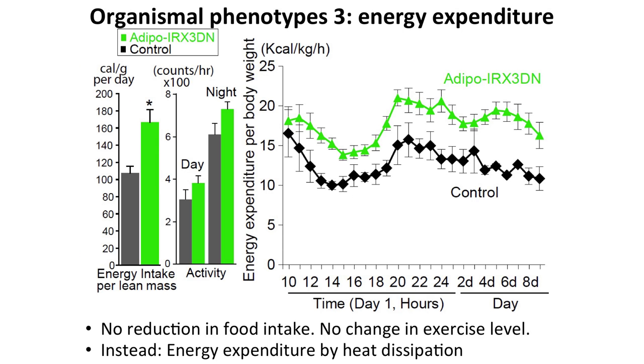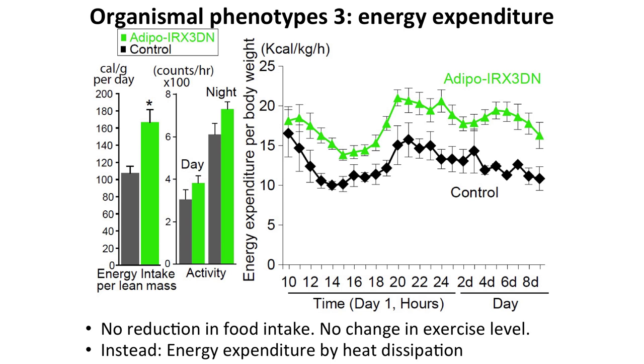And then what are these mice doing? They're eating more of their body weight than their obese colleagues. They're, in fact, on an absolute level, still eating more. They're not really exercising more either during the day or during the night. They're simply spending more energy just by heat dissipation. So it's neither energy intake nor exercise. It's simply more energy expenditure.